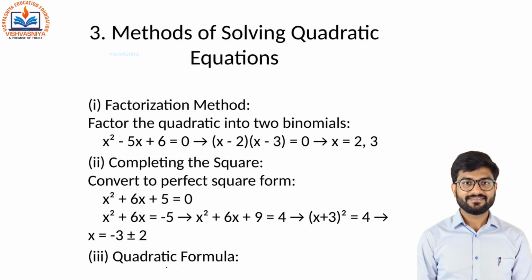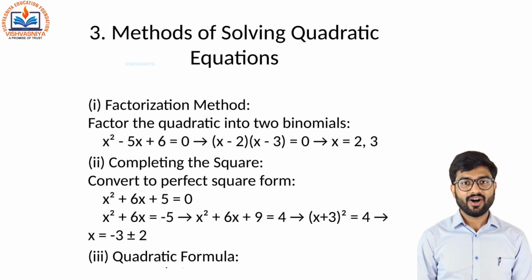Let's now look at methods to solve quadratic equations. Let's understand the factorization method with an example: x² - 5x + 6 = 0. Now, we factor the quadratic. x² - 5x + 6 becomes (x - 2)(x - 3) = 0. From this, we get two solutions, x = 2 and x = 3. So, these are the roots of the equation.